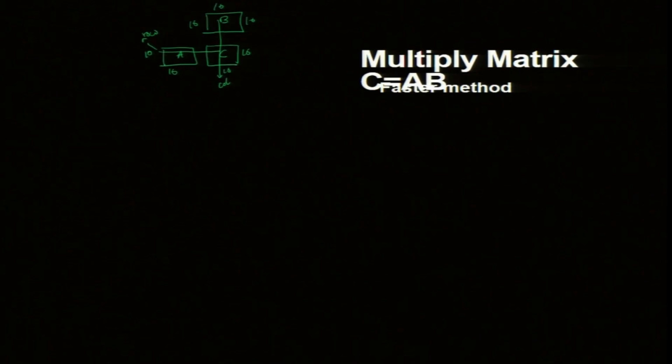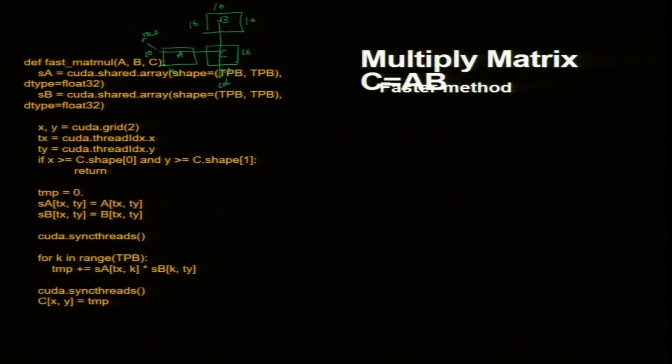So, let us look at this simple example, and if you understand it, then you can understand the even bigger problem. It is a faster method. So, that other function, the function I am rewriting. Fast matrix multiplication, but under the condition that A, B, C are of the same size. So, I create two shared arrays SA and SB. CUDA shared array shape is 16 by 16, and this is also 16 by 16, and type is float32.